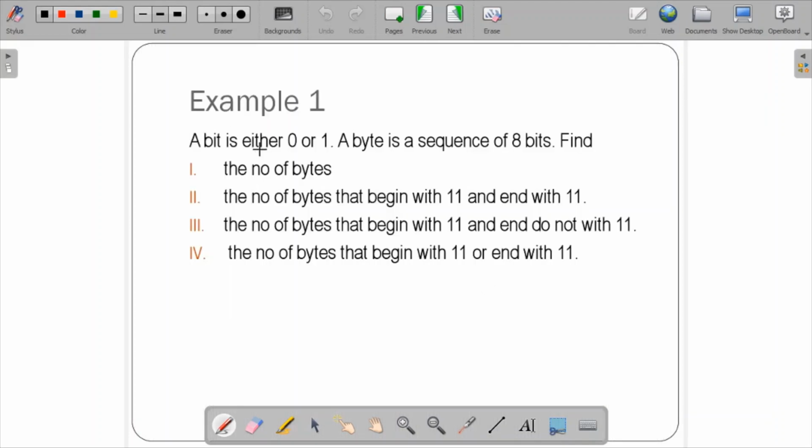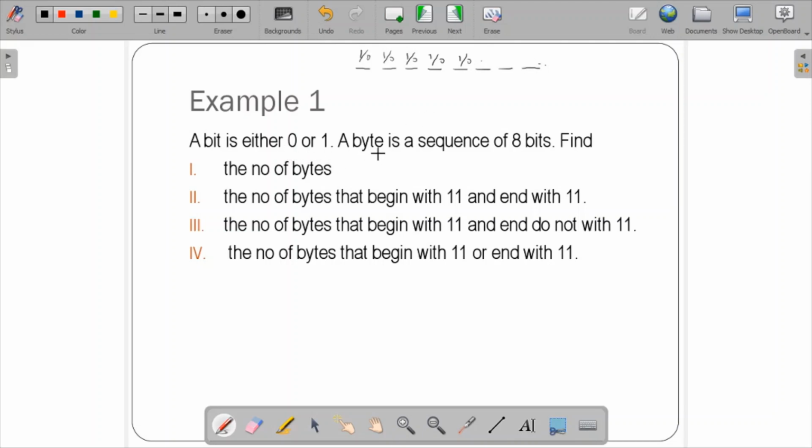So the example 1 is based on a bit is either 0 or 1. A byte is a sequence of 8 bits. So you know that each byte consists of 8 bits. So we'll just write down here 1, 2, 3, 4, 5, 6, 7, 8. In this byte, each bit can be filled with two binary values, 1 or 0, 1 or 0, and so on.